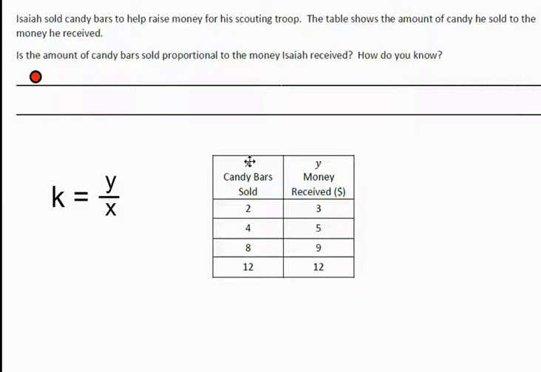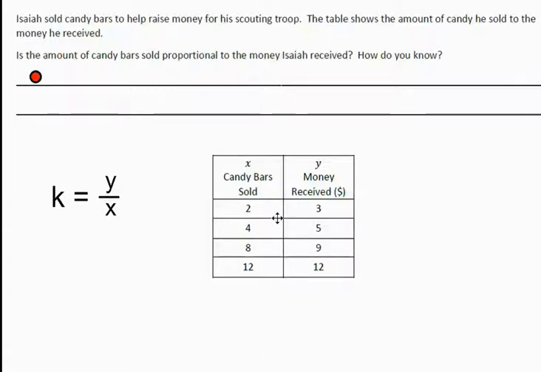Now if we look at our table, our x values are listed here. The x values are the candy bars sold. The y values are the money that Isaiah received. So what we need to find out is if we divide the money received by the candy bars, will we get a constant value? In other words, will we get the same answer every single time?